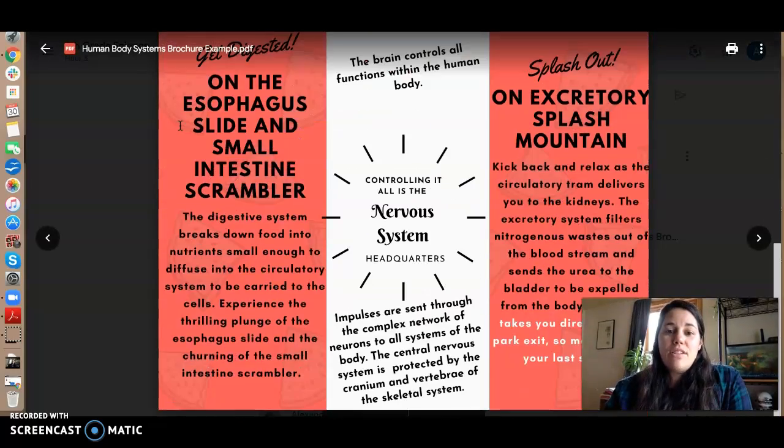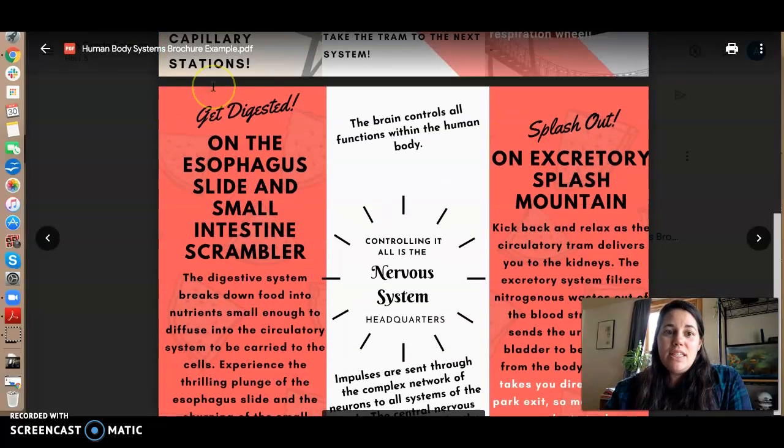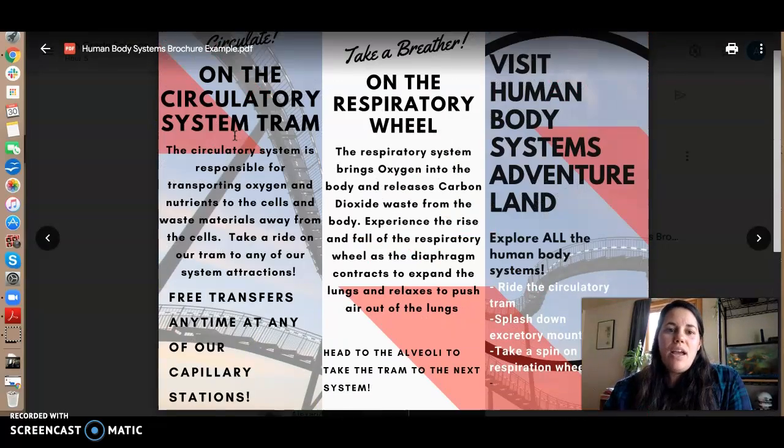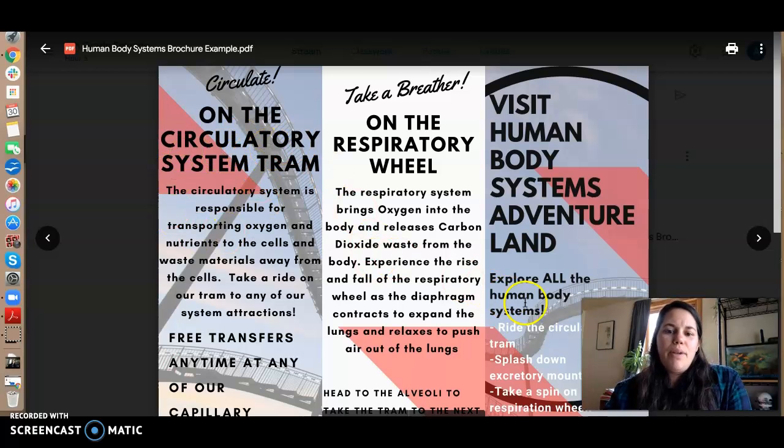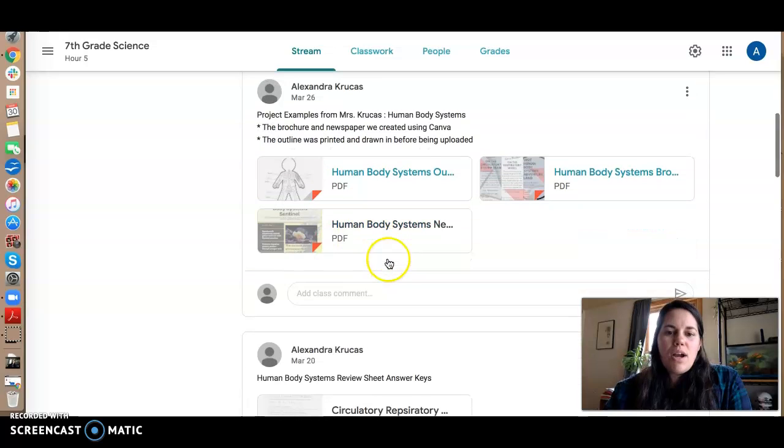Again, I used Canva to make this. It was really easy to drag and drop different elements into here to change pictures. So that was a fun project.